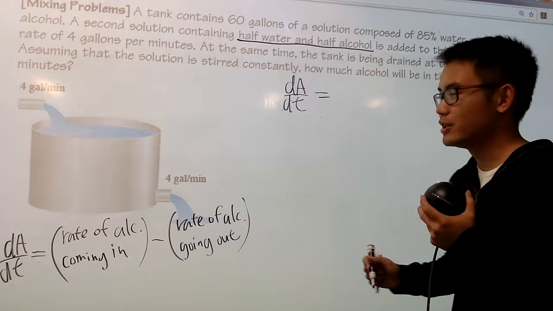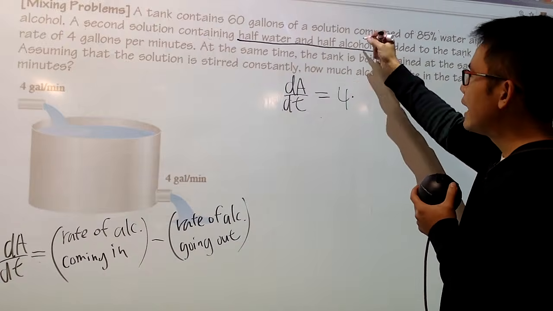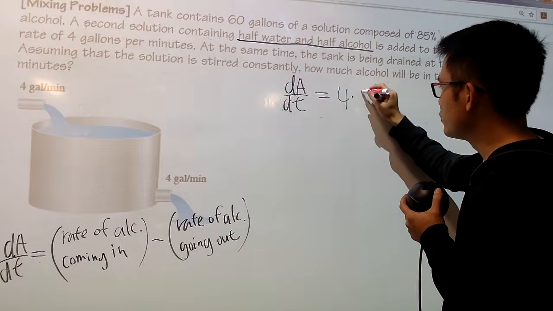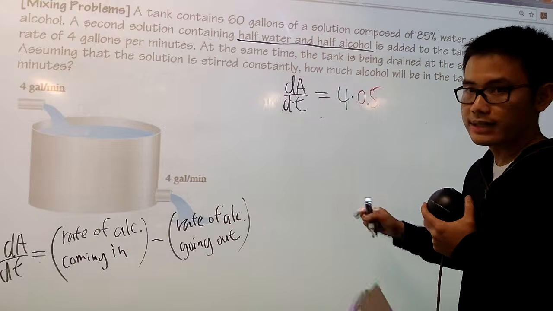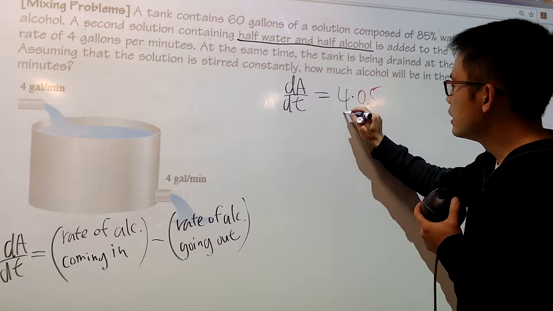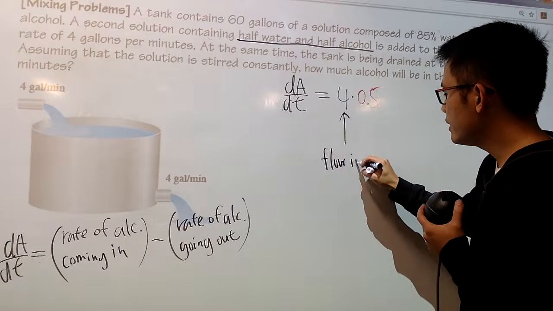But let me write down the computation for you guys. We have to do 4 times half alcohol, which is 50%. So let me write it down like this, all right? And let me do some labeling for you guys for note-taking purposes. This right here, I will just tell you, this is the flow-in rate.